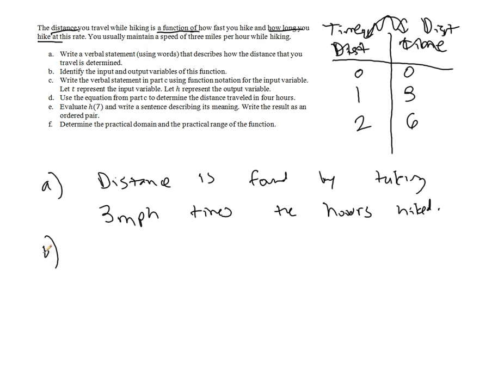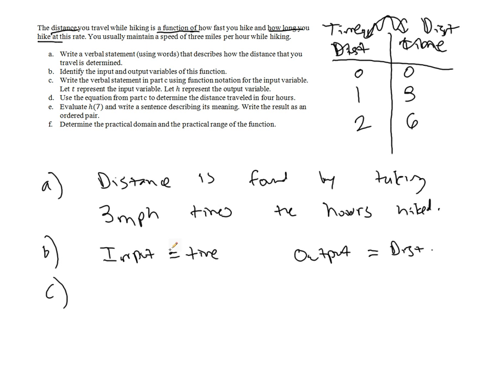Okay, in B we want to identify the input and output variables of the function. Well, the input has to be the rate, or excuse me, the time, and the output has to be the distance, because distance is a function of time.